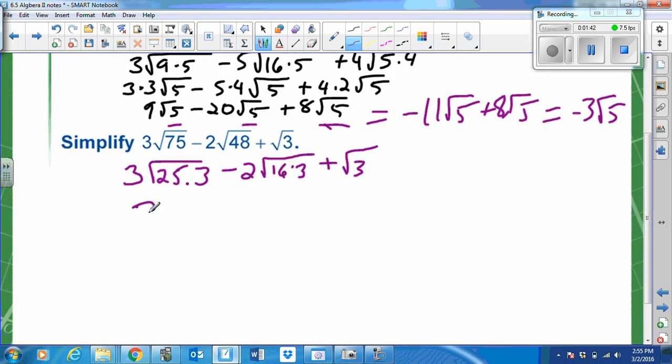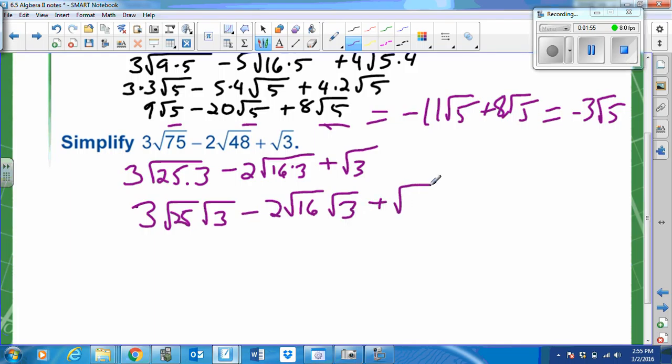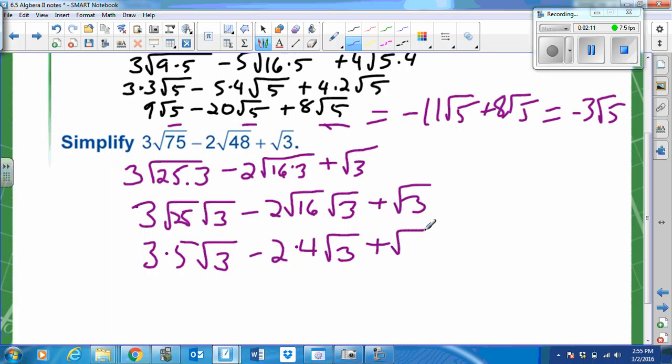Now, just to use the property that we were talking about in class, we can say that this is 3 square root of 25 times the square root of 3 minus 2 square root of 16 square root of 3 plus the square root of 3. Well, the square root of 25 is 5, so we get 3 times 5 times the square root of 3. Square root of 16 is 4, so we get 2 times 4 times the square root of 3 plus the square root of 3.